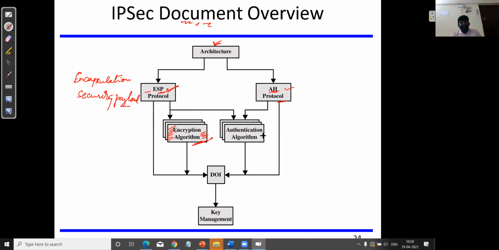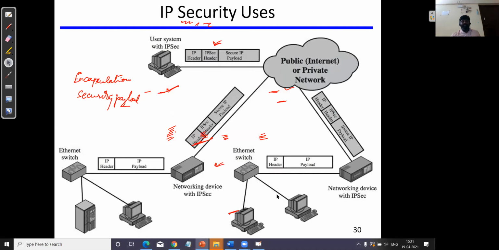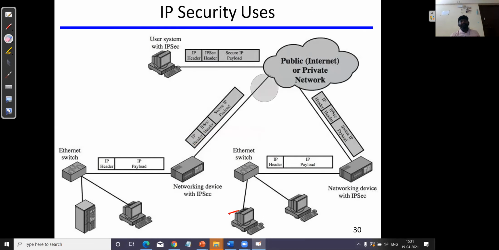which covers the encryption algorithm, and the authentication algorithm, which includes the different authentication techniques used, and then the domain of interpretation, which describes how these different entities are merged together to achieve this IP security. And then key management, which plays a crucial role, describes how the keys are stored in the database. In the later part, I'll explain all the components described in the document overview.